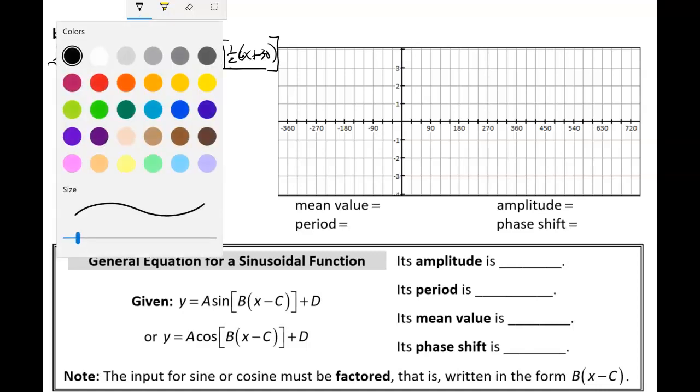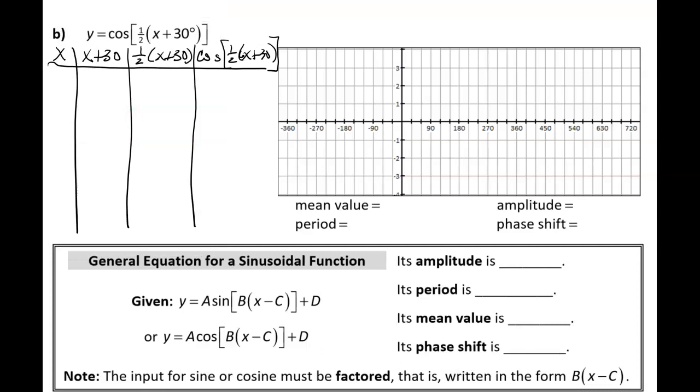All right, now the values that we normally put in the table, those quadrantal values, are the angles of the cosine. So the step where we're looking at the angles that we're going to take the cosine of is 1/2 times x plus 30. So that's where we're going to put our quadrantal angles. And then for the next column, we just need to take the cosine of those. Cosine of 0 is 1, cosine of 90 is 0, cosine of 180 is -1, cosine of 270 is 0, and cosine of 360 is back to 1.